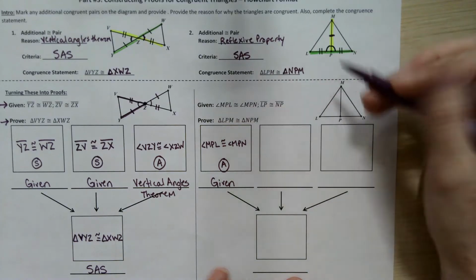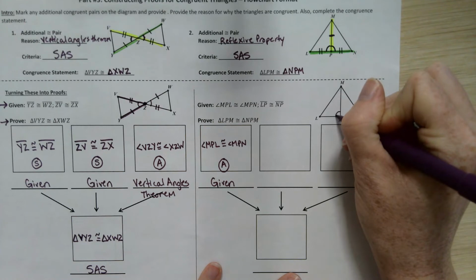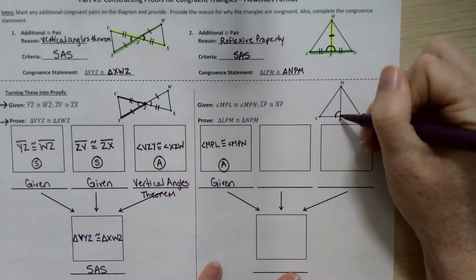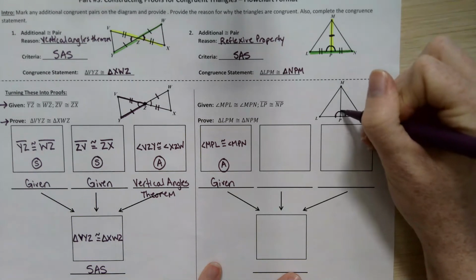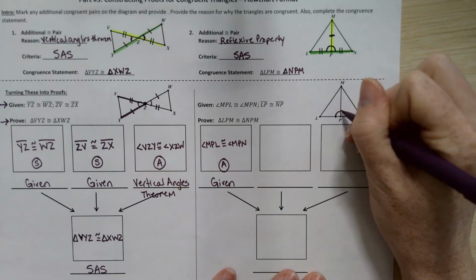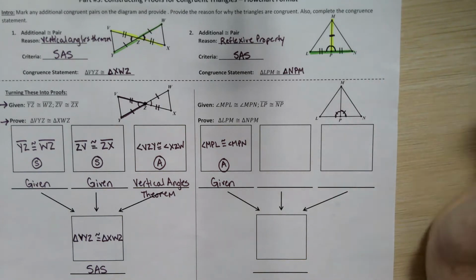If we trace these letters in order, angle MPL is this one on the left side, and angle MPN is this angle on the right side. You can mark those with any kind of congruent arc or an arc with a tick or stars, whatever your preferred choice is for marking congruent angles.